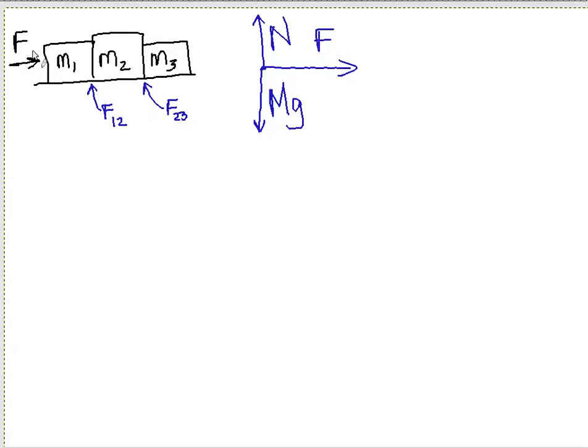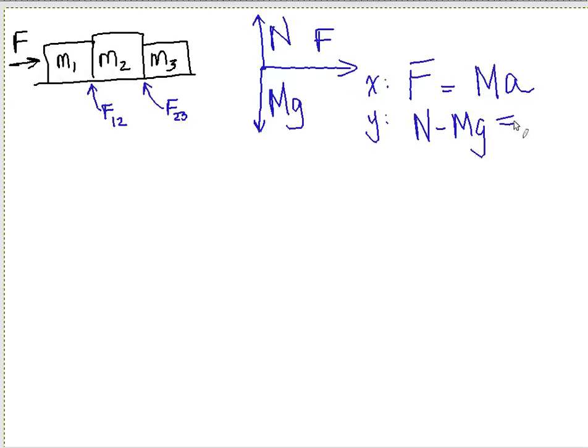This force there. And then when I make the x equation, all I have is that big force is equal to the big mass, M, times the acceleration. These equations can also tell me that the normal force minus mg is equal to 0, but I don't even need that. Since I know what the big force is and I know what the total mass is, it's really easy to find the acceleration of the whole system. The force that they give you divided by the total mass.